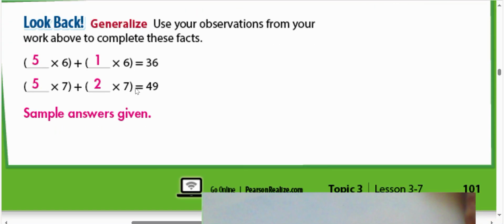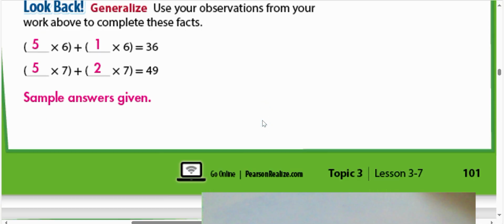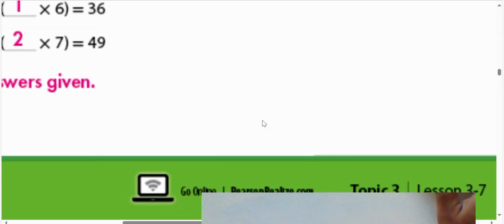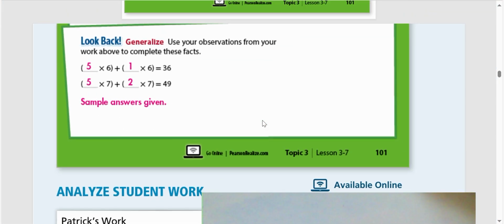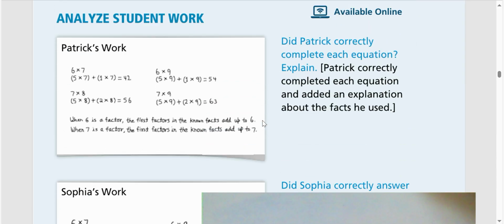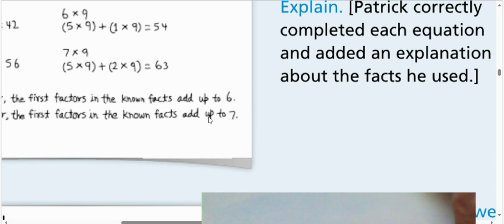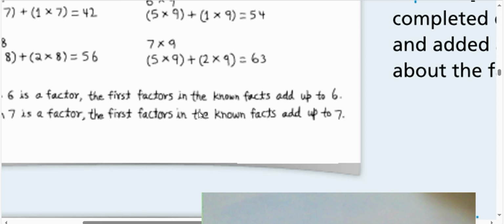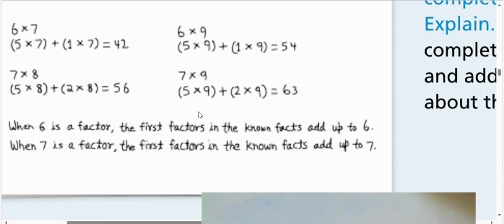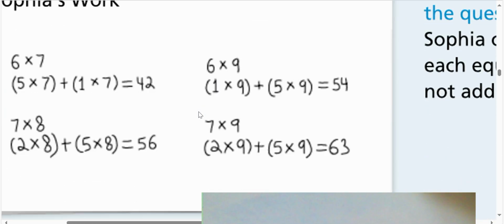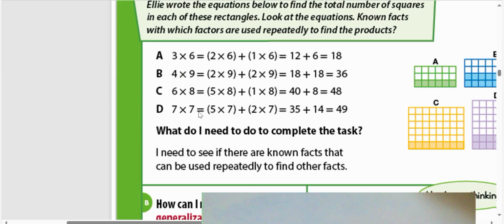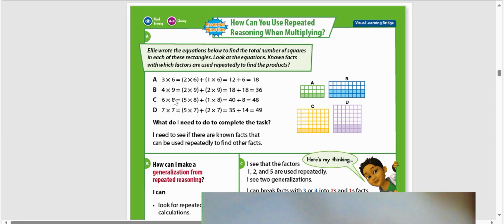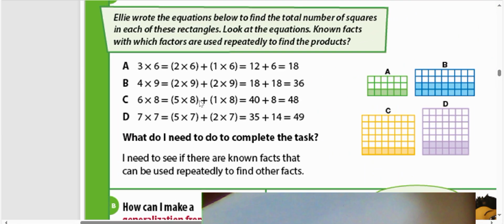Add the steps. 5 times 6 plus 1 times 6 equals 36, and also 5 times 7 plus 2 times 7 equals 49. Next question, by using the method. I solve this question with you, okay? The method I use, I also explain the solution to find the result, as I explained last time. You can use the distributive property to find the result. Next page here, using the distributive property, about the solution.